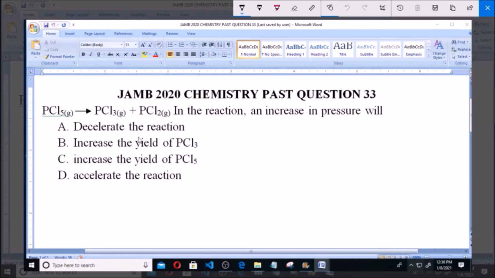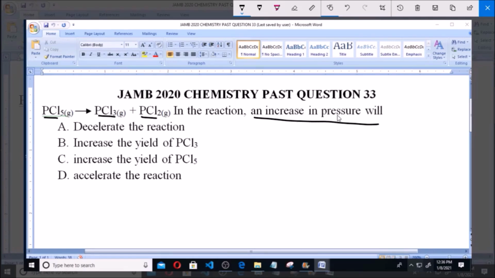Now, looking at this reaction, the reactant and the products are both in gaseous state. Like you can see, PCl5 is in gaseous state, and the PCl3 is in gaseous state, and the PCl2 is in gaseous state. All these are chlorides of phosphorus. Now, looking at this, an increase in pressure will have effects on this equation.